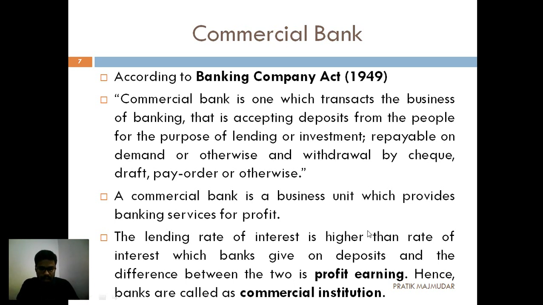Okay, now you can see in this definition, the lending rate of interest is higher than the rate of interest which banks give on deposits, and the difference between these two is their profit earning. Hence the banks are called commercial institutions. That's why banks are called commercial institutions. So in 2 marks, the board will ask why the banks are called commercial institutions, explain. So this you have to do. This is the particular answer for this.